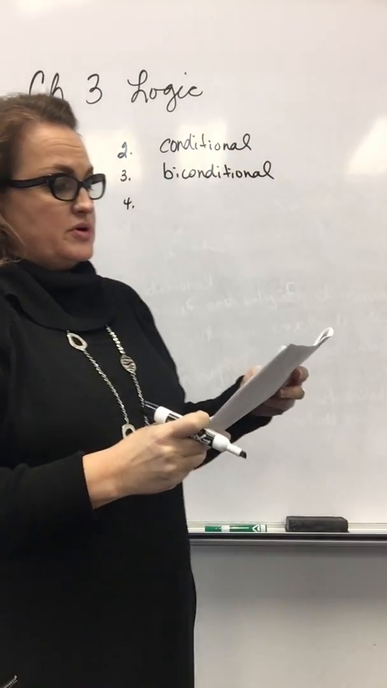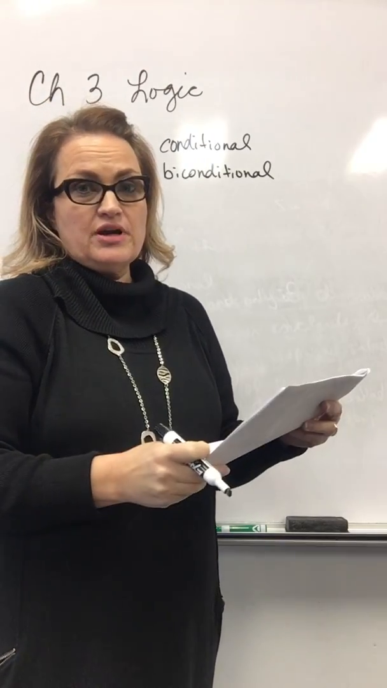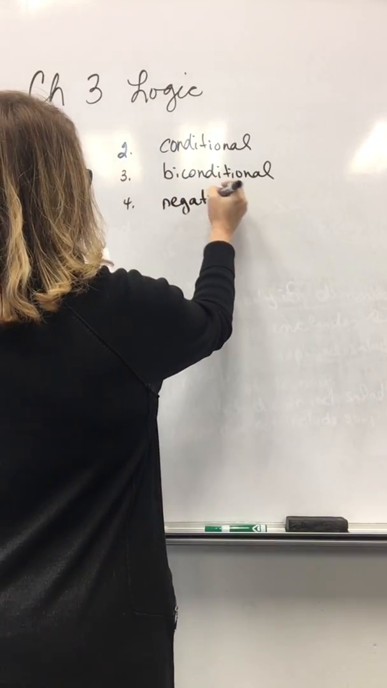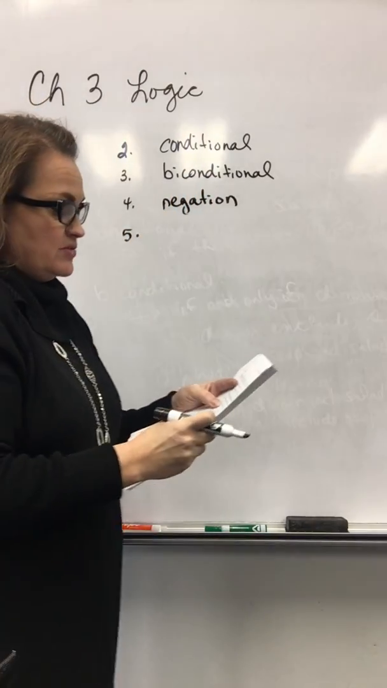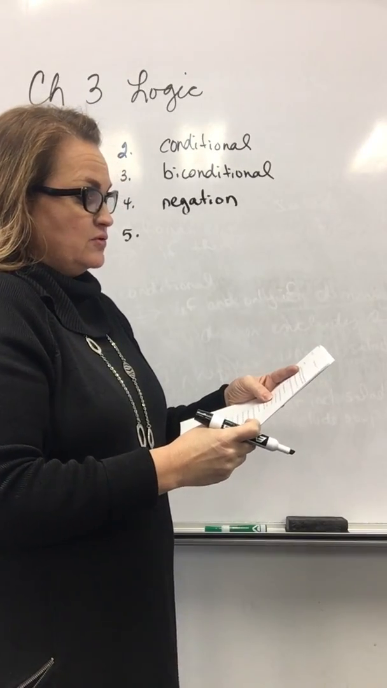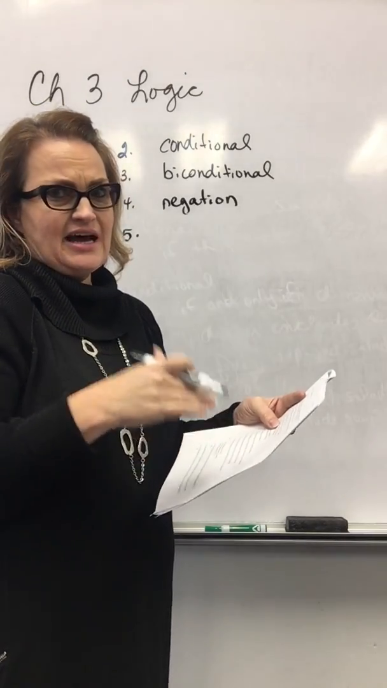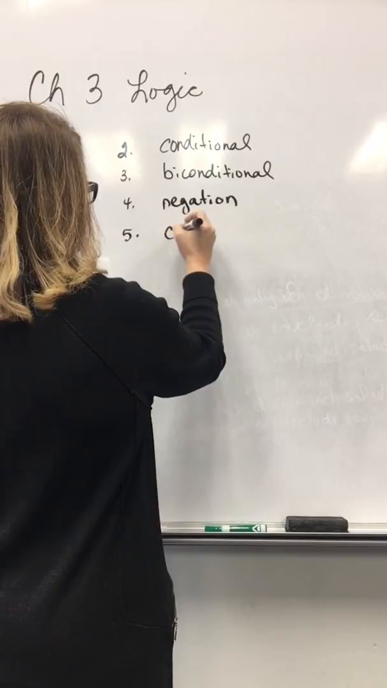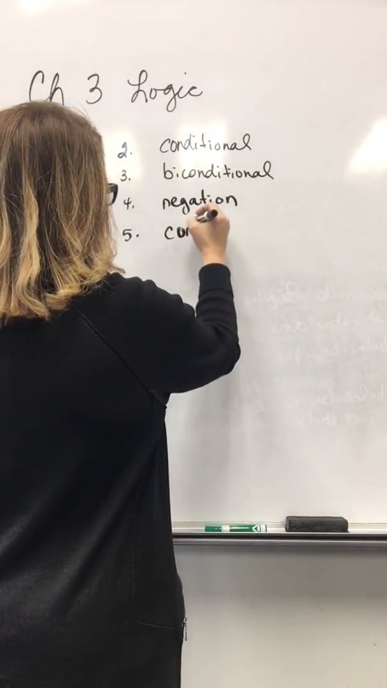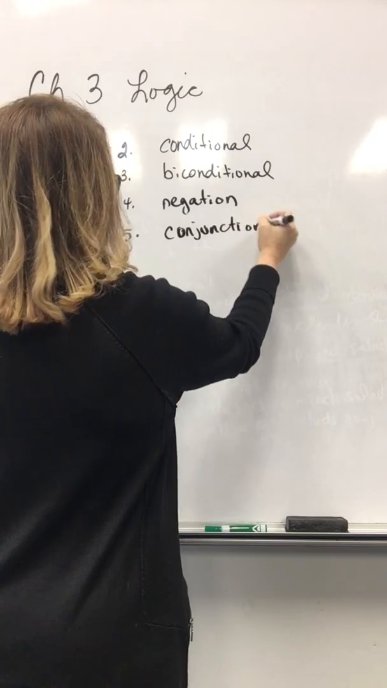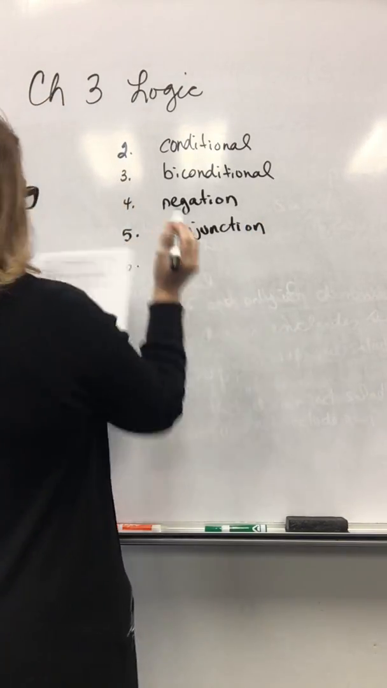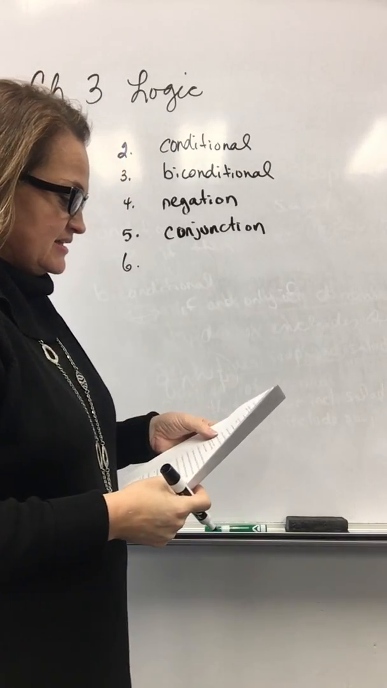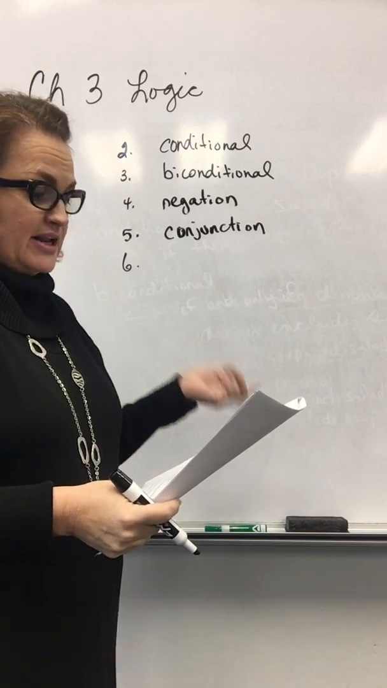Number 4, "Louis Armstrong did not play the drums." That was a negation: did not play the drums. Number 5, "The book was neither a novel nor an autobiography." Like I said, this neither nor is another way of saying "and," which is our conjunction. I know it seems weird, but it counts as an "and."